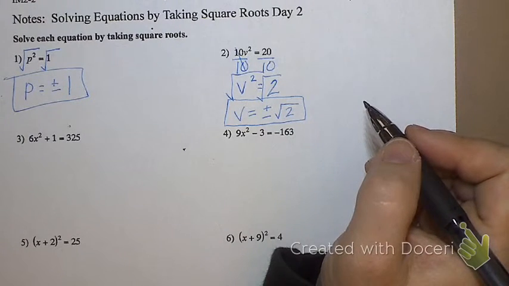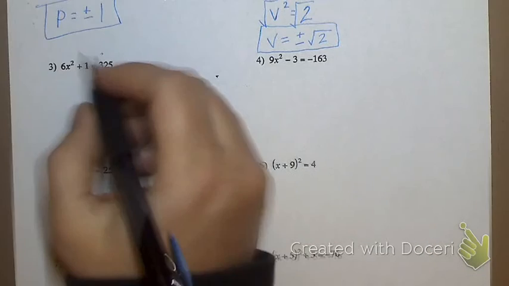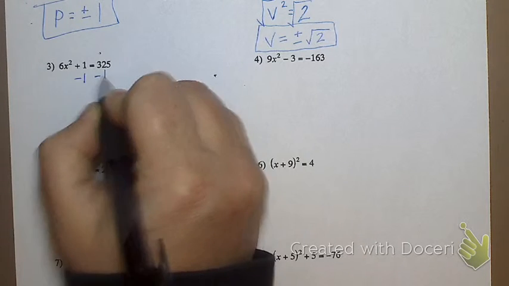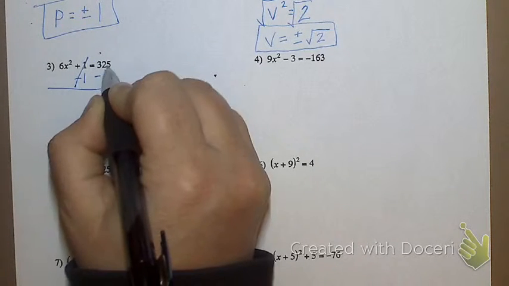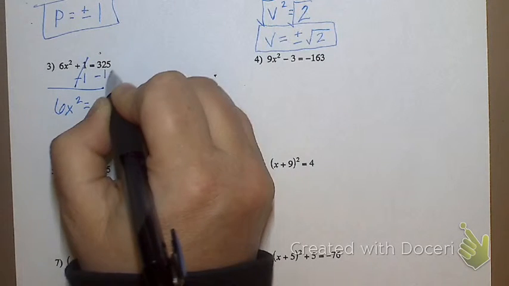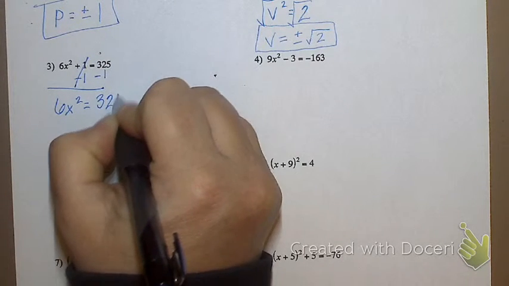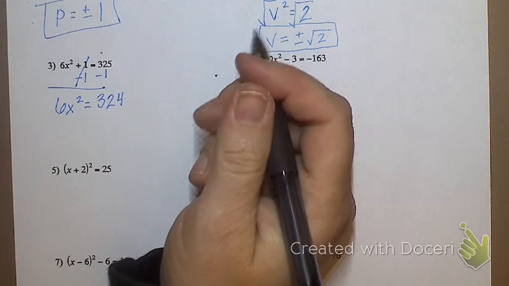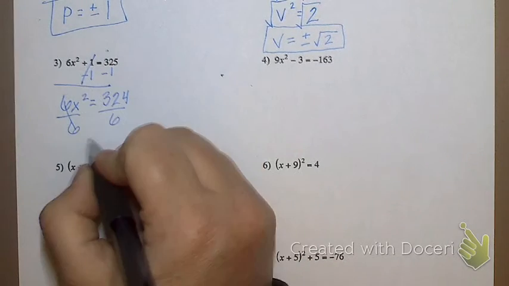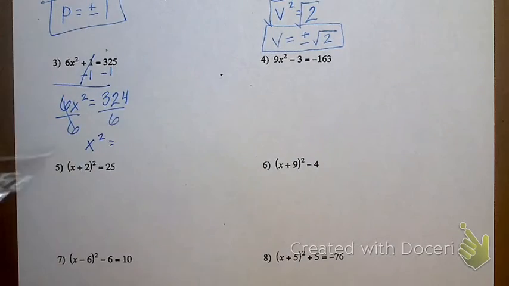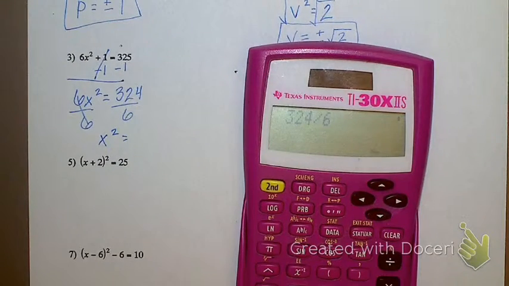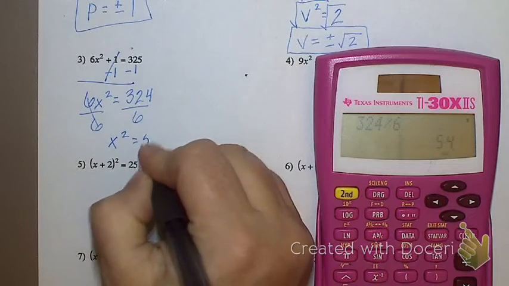Okay. Number 3, what should I do first? You gotta subtract 1. Subtract 1. Got to subtract before dividing because the 1 is a like term with the 325. We got to combine it. 6x squared equals, what's 325 minus 1? 324. Now what? Divide by what? 6. That gives me x squared equals 324 divided by 6 is 54.